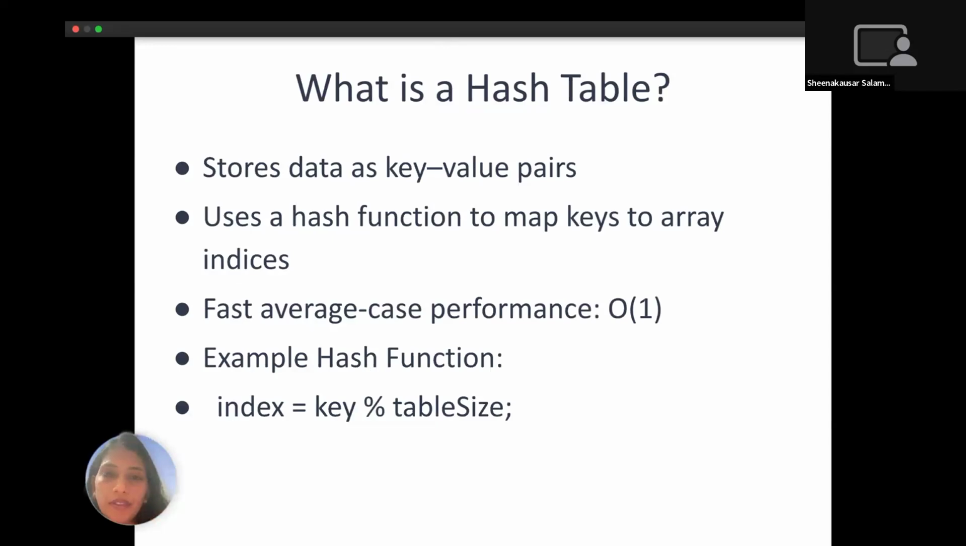What is a hash table? Why is it important? A hash table is a data structure that stores key-value pairs using a hash function to map keys to an index in an array. The goal is to access elements quickly, typically in big O(1) average time for insertion and search. Let's see an example here.